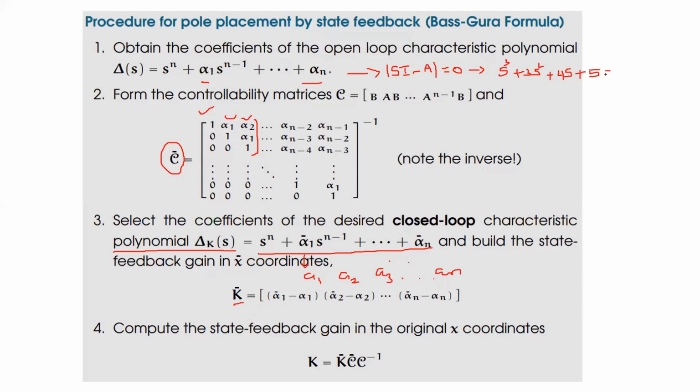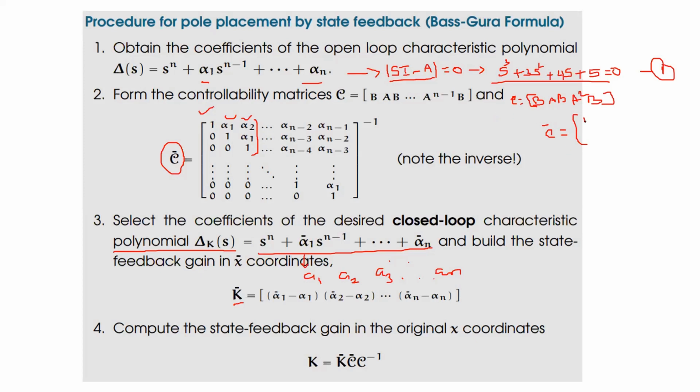The polynomial is like this. Let this be the equation. Now, what is E? This we can find. It is a third order system, therefore I will get B, the next column would be A into B, and the next column would be A square into B. So this is a 3 by 3 matrix. Now, what is the matrix E bar? E bar I can find.